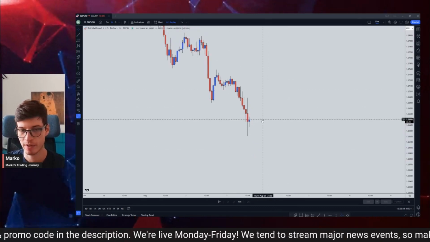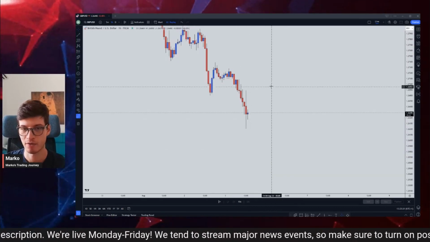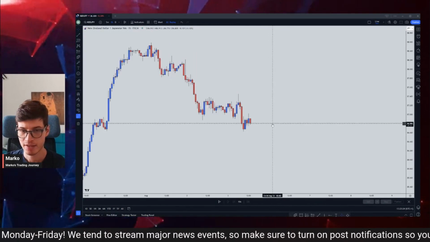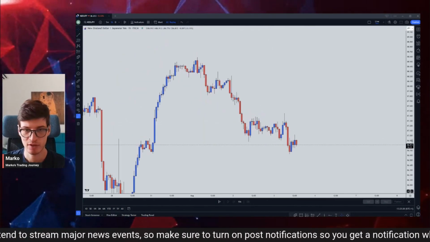So this pair is not on my watch list. I want to see it move down a bit more. The last one that I trade live is the New Zealand Japanese yen.